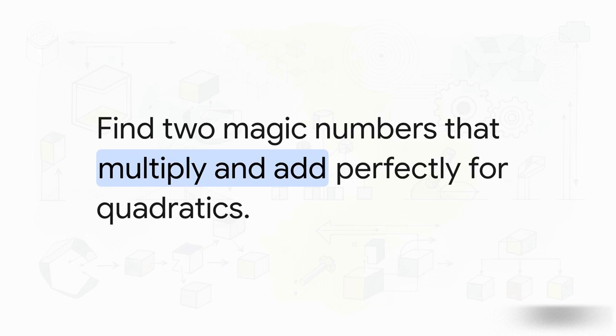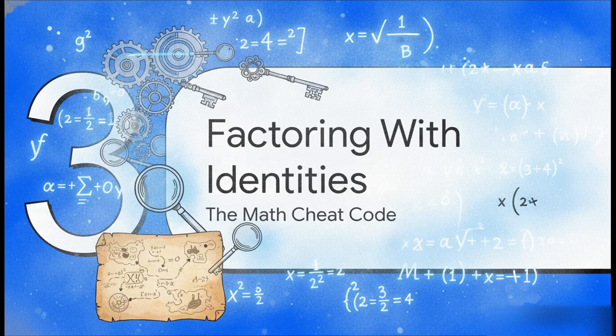So, what multiplies to 6 and adds to 5? 2 and 3. So your answer splits that middle term and results in the factors x plus 2 and x plus 3. All right, on to section 3, factoring with identities.